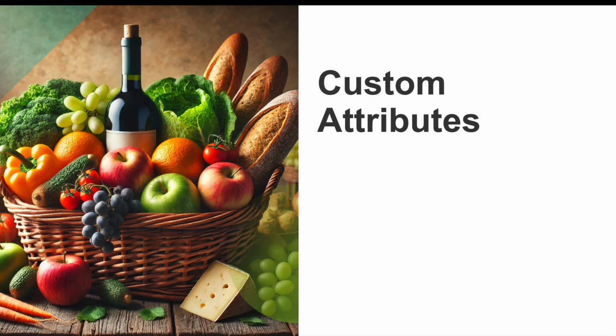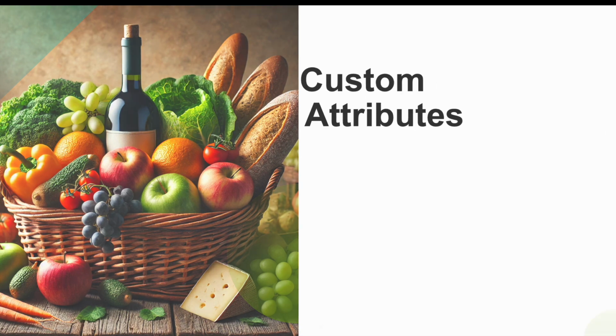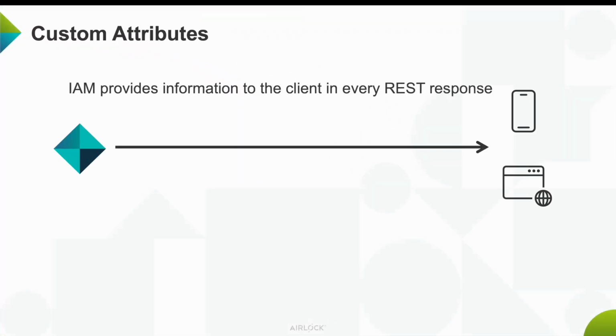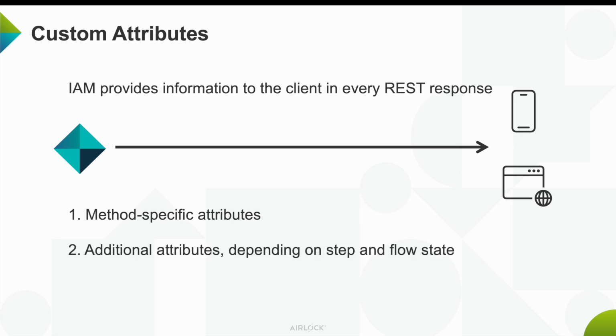Let's discuss another new feature, which are custom attributes. Every time we're sending information from IAM to the client, we're adding that information in the REST response that we're sending. And there's several different types of information that we're providing. The first one is message-specific attributes, basically things like identifiers. Then we're adding additional attributes that depend on the step and the flow state. For example, the next step information belongs into this category.